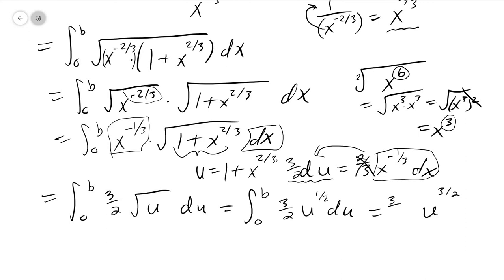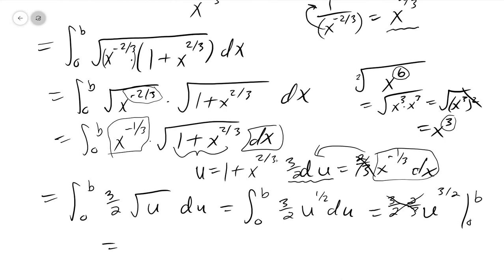We still had a 3/2 out front, but now we have to divide by this new exponent. So in other words, we multiply by 2/3. This would cancel it out when we take the derivative. And we see here, we get a nice, beautiful problem where these 2/3 and 3/2 cancel and give us 1. And we're going to plug in our bounds of 0 to b.